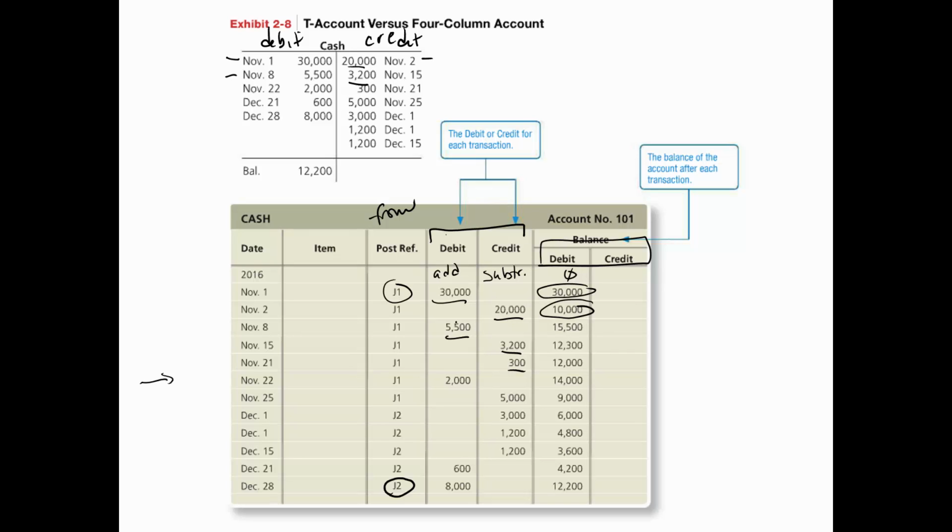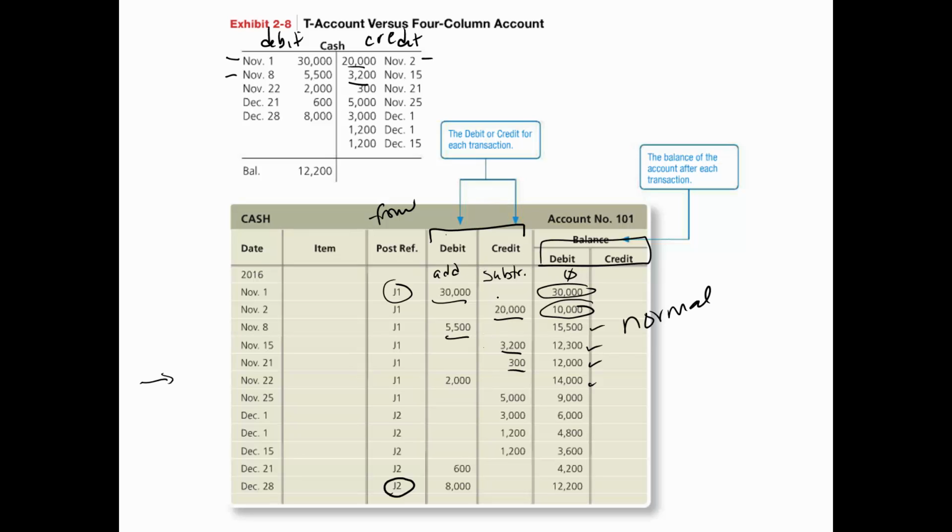So I had $10,000, this is a debit, so I added $5,500, here's my new balance. Then this is a credit, so I subtracted $3,200, here's my new balance. Subtracted, and then here I added. And so the balance is, again, whatever the normal balance in the account is.